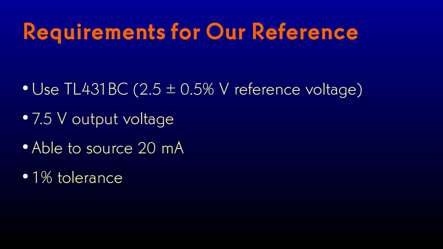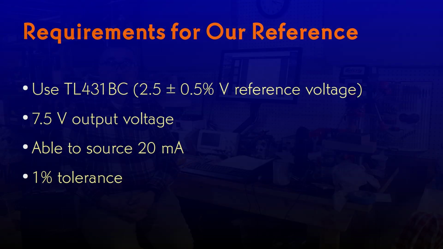TL431 has a 2.5 volt reference voltage. I want a voltage source with a 7.5 volt output, and I want to be able to pull 20 milliamps off it. Much more than that, and we're looking at a power supply, not a voltage reference. Usually voltage references are just going to the inputs of op-amps, so sometimes they need only to source microamps. I'd like the 7.5 volts to be correct to within 1% or so. I think that's the requirements for now. Let's fire up the CAD system.